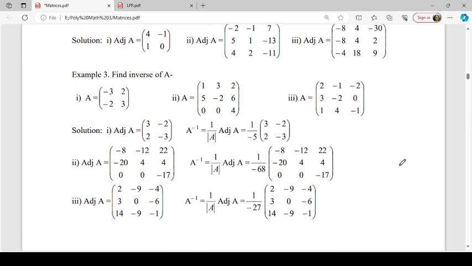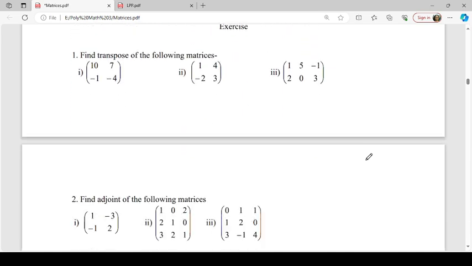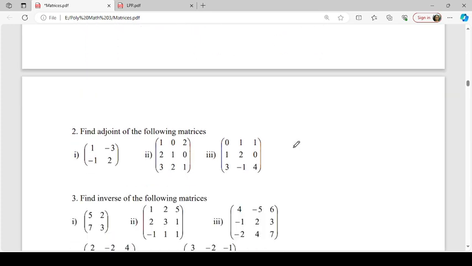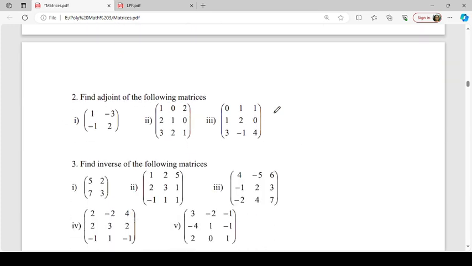So these are the ways of finding adjoint of A. Then the inverse procedure is this: after finding adjoint of A, we divide by the determinant. So these are the examples. So these are the transpose of the following matrix. Then adjoint of, say, we are considering this one, number 3.